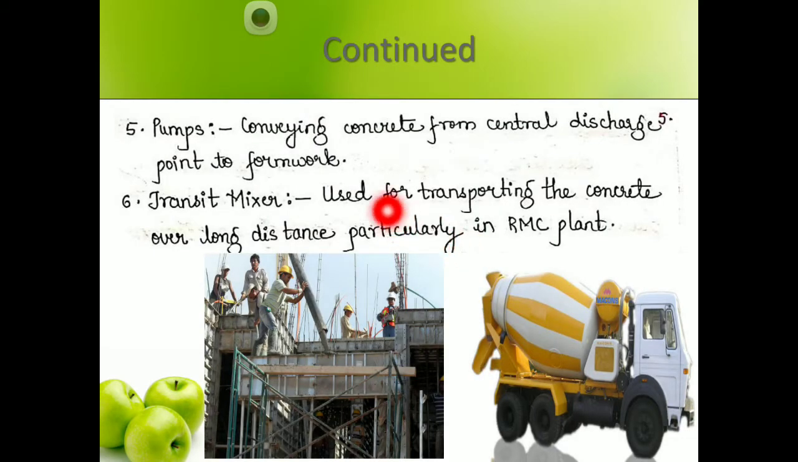Next one is pumps. Pumping is another method where you can directly pump the concrete from the transit mixer to the place where it has to be placed, that is the first story, second story, third story. Pumps are also usually used when the construction sites are very big and the stories are many. So concrete is conveyed from the central discharge point to the formwork using pumping. When the pumps are on, the concrete is directly pumped from the place where it is mixed to the place where it has to be placed.